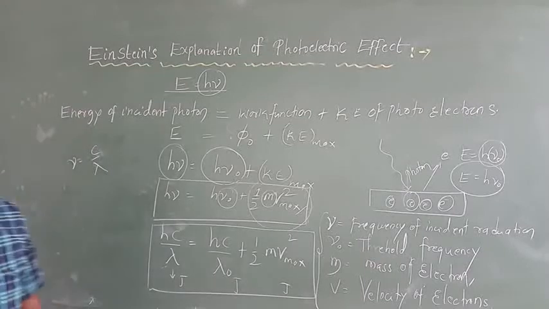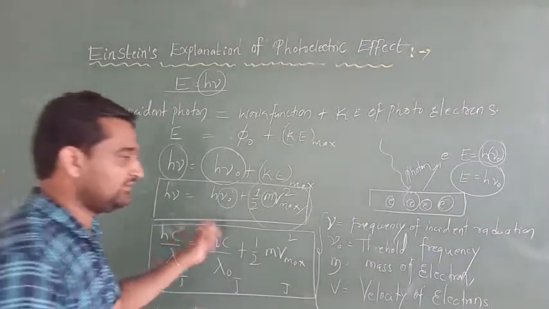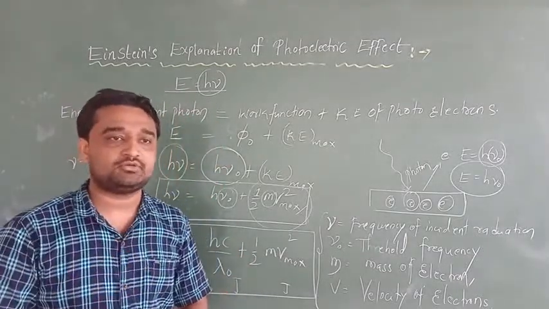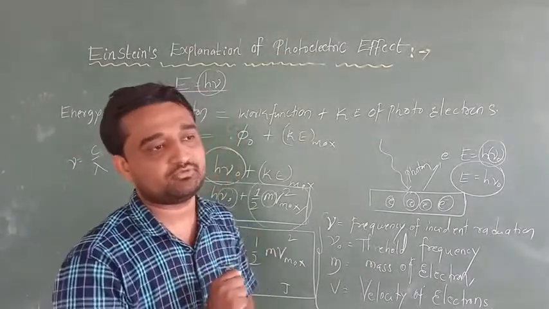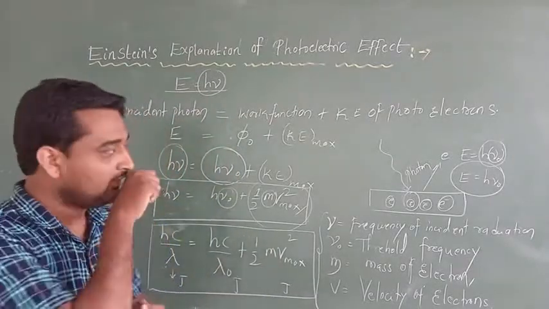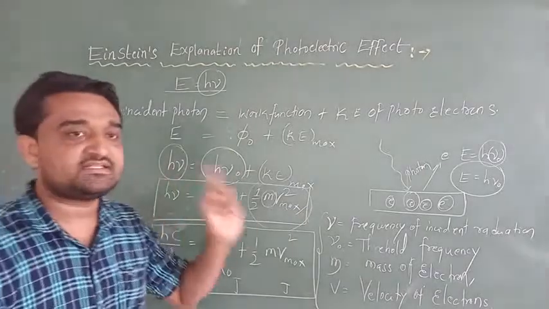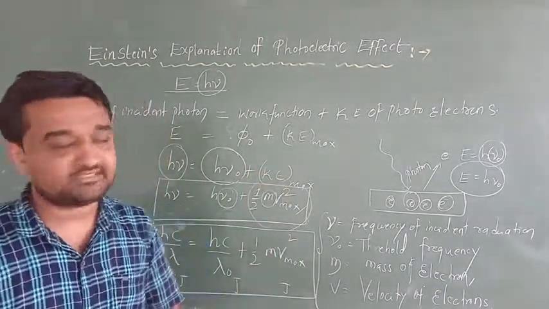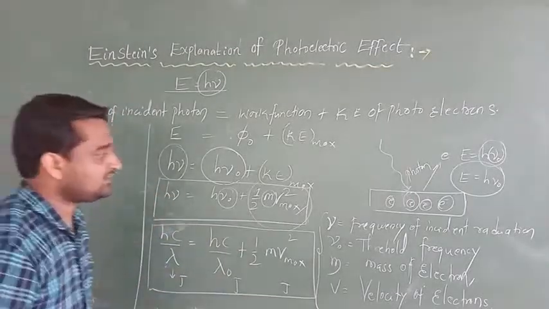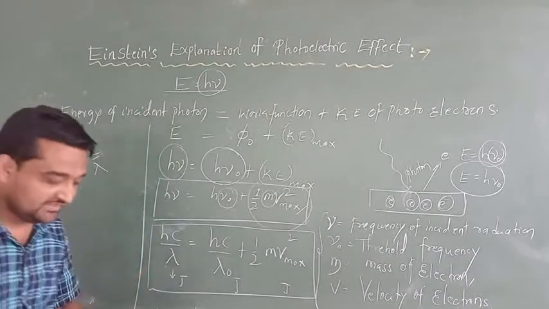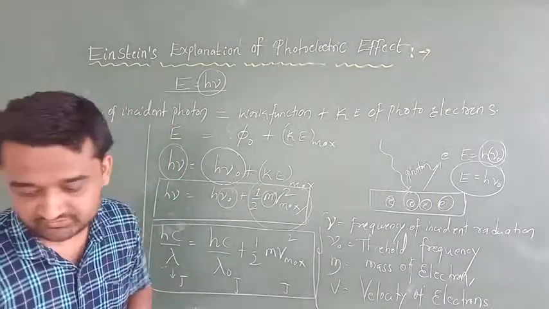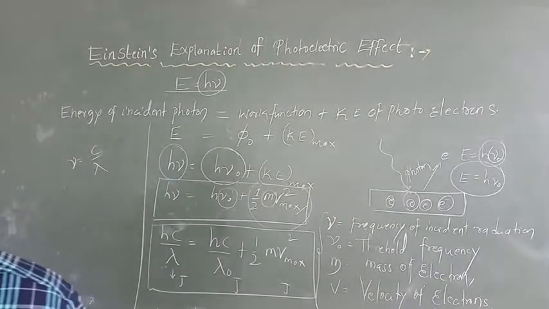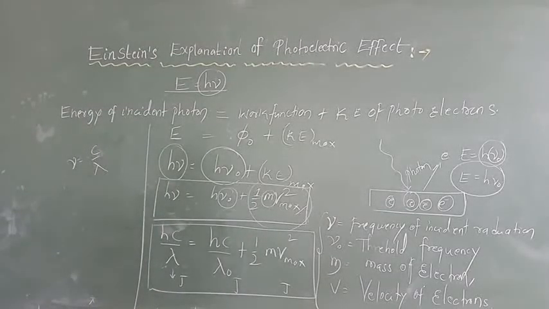Based on this Einstein photoelectric equation, Einstein also explained the results of the photoelectric effect. Already we have discussed the experimental results of the photoelectric effect, or the laws of photoelectric effect. Einstein explained the reason for these results based on this photoelectric equation. In the next class, we will discuss the explanation for the experimental results of the photoelectric effect based on Einstein photoelectric equation. Okay, thank you, students.